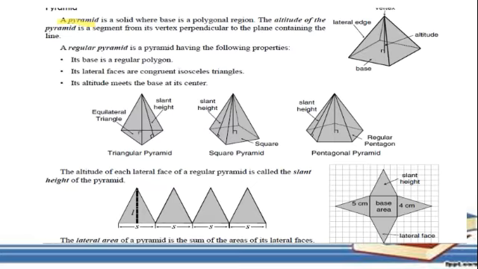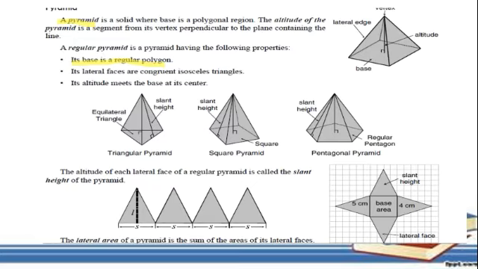A regular pyramid is a pyramid having the following properties. So, how is it called regular? If its base is a regular polygon. When we say regular polygon, they have the same measure, or the same dimensions, or congruent. Next, its lateral faces are congruent isosceles triangles. Next is altitude. Its altitude meets the base at its center.